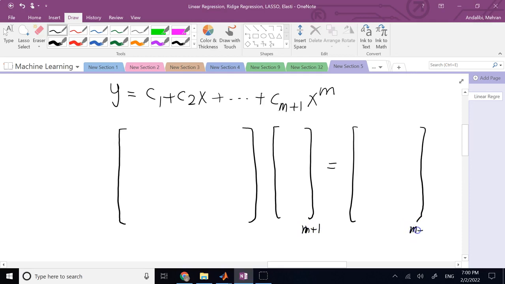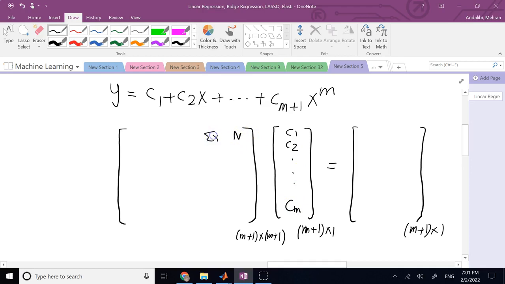This is m plus 1, of course, by 1. And this guy is m plus 1 by m plus 1. So here goes C1, C2, all the way to Cm. And the coefficients are like n here, the number of data points.